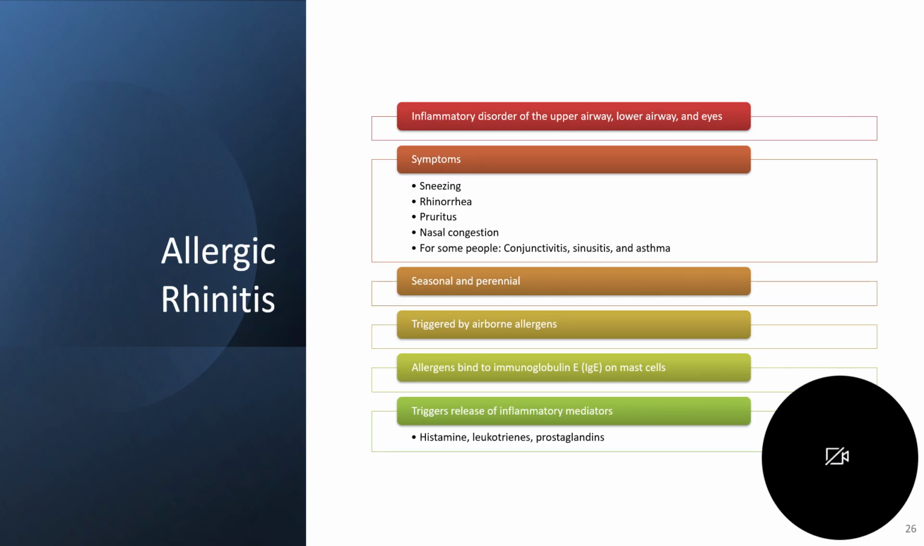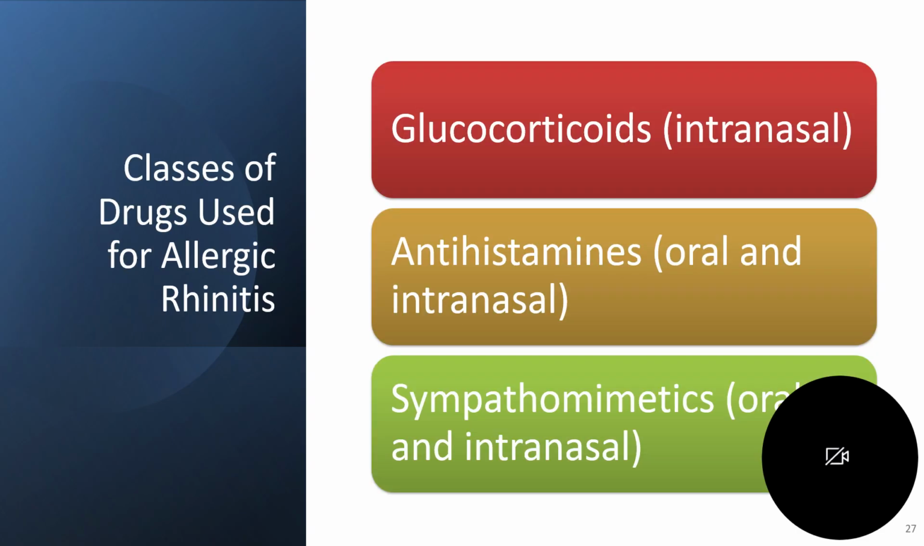For allergic rhinitis, this is inflammation. Most of the time you're thinking of this like runny nose, okay? So sneezing, rhinorrhea, pruritus, nasal congestion. Other people might have conjunctivitis, sinusitis, asthma. It could be triggering of that, okay? A lot of times this is seasonal. People just have seasonal allergies, okay? It can be triggered by airborne allergens due to immunoglobulin on mast cells. So things that trigger this are histamine, leukotrienes, and prostaglandins.